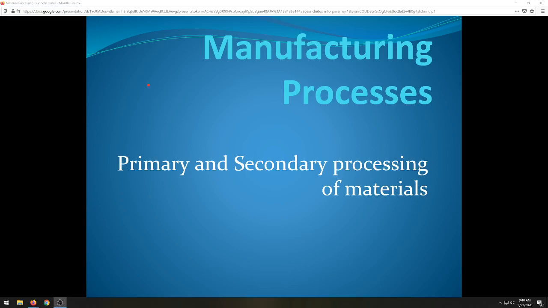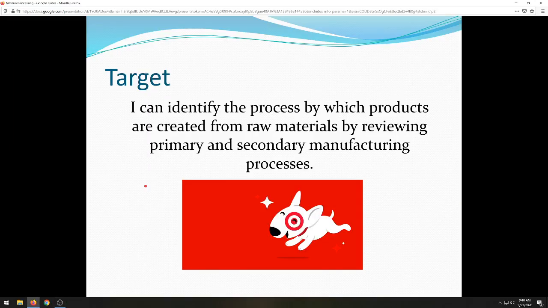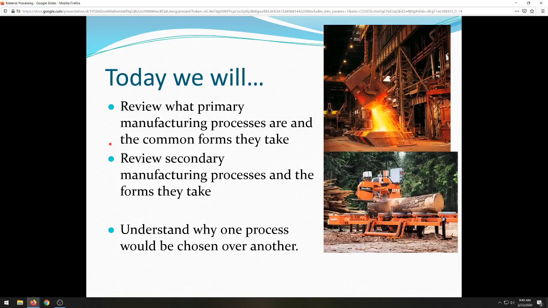All right, so today we're going to talk about manufacturing processes, specifically the primary and secondary processing of materials. Our target for the day: I can identify the process by which products are created from raw materials by reviewing primary and secondary manufacturing processes. We're also going to talk a little bit about how you select those processes as well.